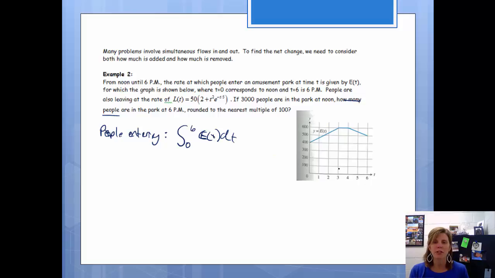It did tell us that this is the graph of E of t, and if I want to find the integral of a graph, I'm going to find the area under the curve, so I'm going to find this whole area under the curve, and there's probably more than one way you could do it. I'm going to go ahead and break it up into 3 sections, and you could pick different ways, and that's okay.